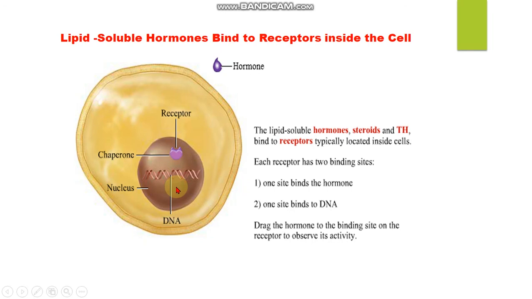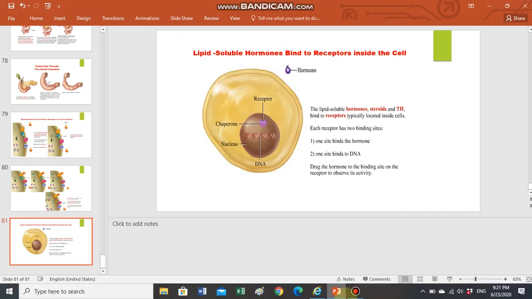When a gene is activated, messenger RNA, mRNA, is produced and enters the cytosol where it is translated to form proteins. Typically, the proteins that are synthesized are enzymes that catalyze biochemical reactions and cause the response of the cell.